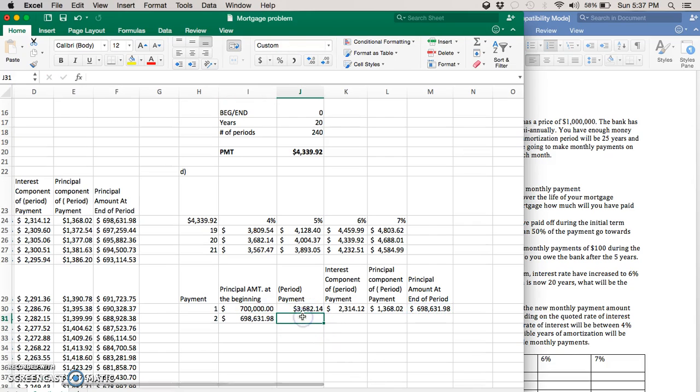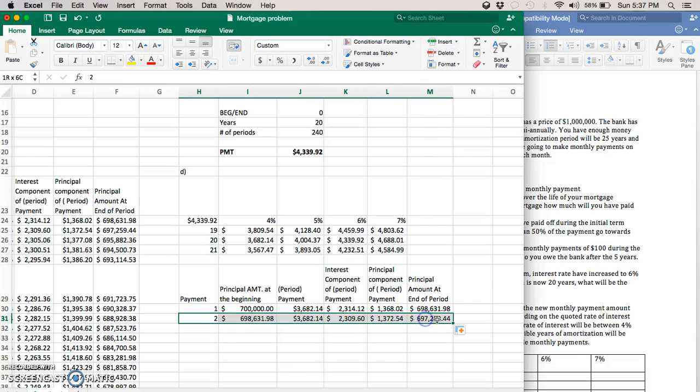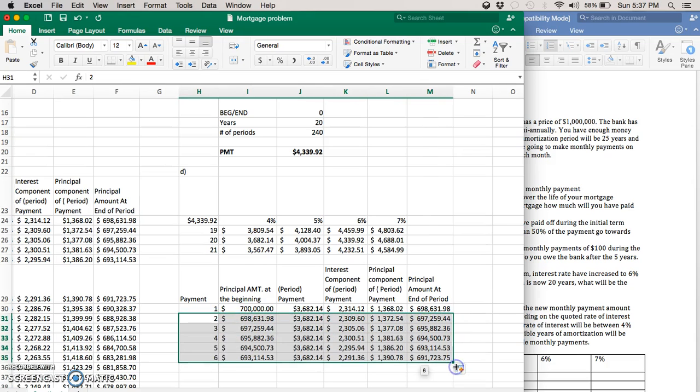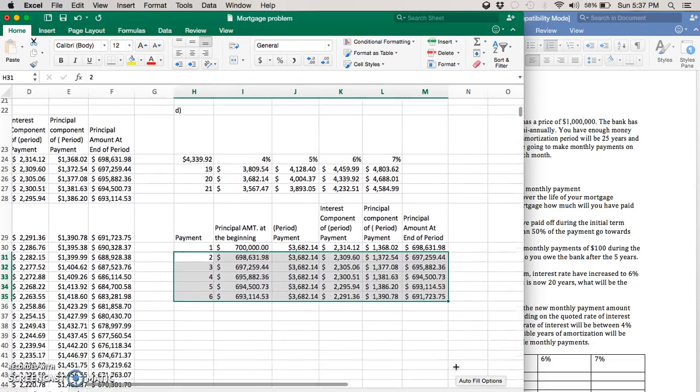Then your period payment is consistent, so we can just drag that along, and because it's an absolute reference, Excel knows. The interest component as well, you can drag down. You can drag down your period payment, and this can be dragged down as well. So as you can see, if you drag down this, yeah, it automatically fills everything in.